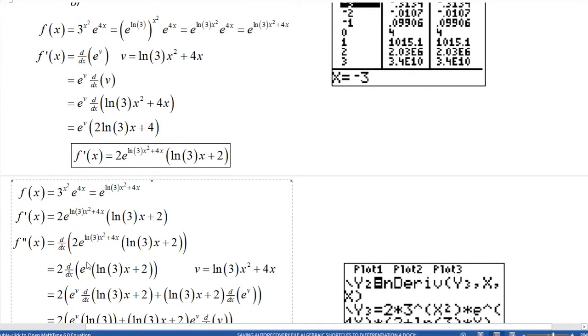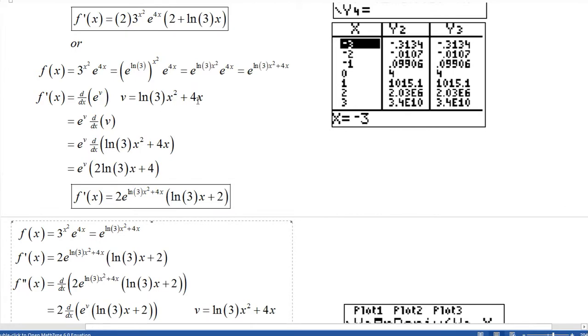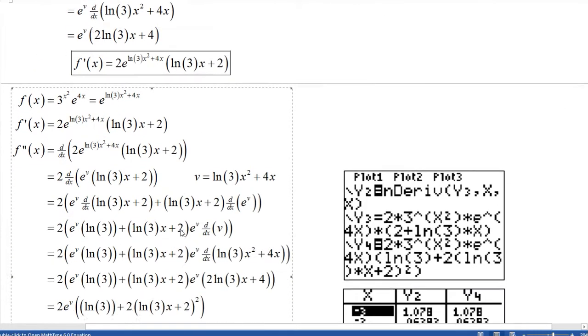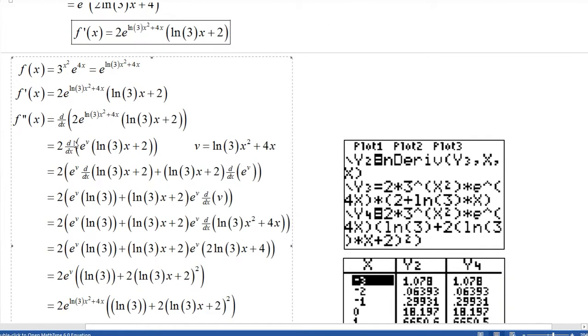Well, first thing I did is I pulled the 2 all the way out front, and then used the same substitution. V is natural log of 3 times x squared plus 4x, same as before. And then what do I do here? Now I have e to the v times this linear function, natural log of 3 times x plus 2. And so I use the product rule, because this last thing we're doing here is multiplying these together. So use the constant multiple rule first, then a substitution, and now I'm using the product rule.